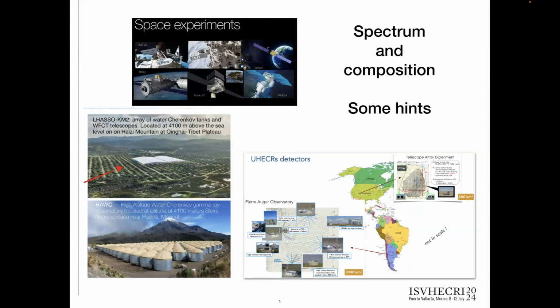Anyway, this was done very fast last night, so don't expect too much. The idea is to show the spectra of different experiments. We are going from space to indirect measurements. Of course, we have different experiments like CALET, DAMPE, and others in space, and then we have LHAASO, HAWC, and others, and Telescope Array and Auger.